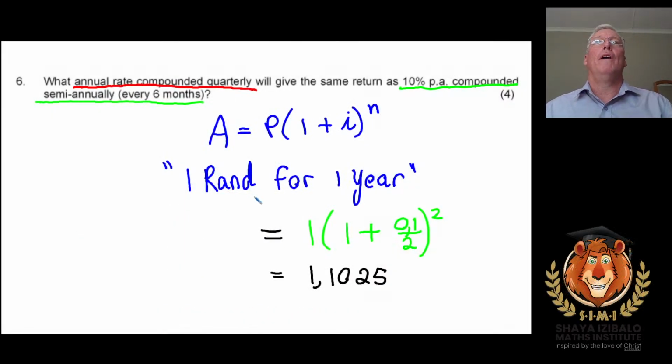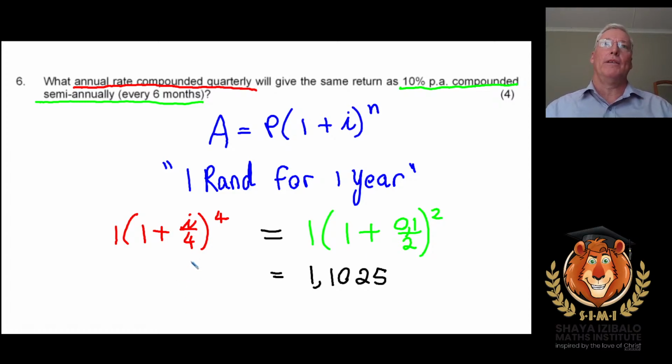Now on the other side, with the red pen, I'm going to fill in what I know. I know that I've got R1 again. I've got an interest rate which I don't know, but I know that that interest rate is going to be applied 4 times in the year, so I need to divide by 4. The interest will be calculated 4 times. So now I've got an equation.